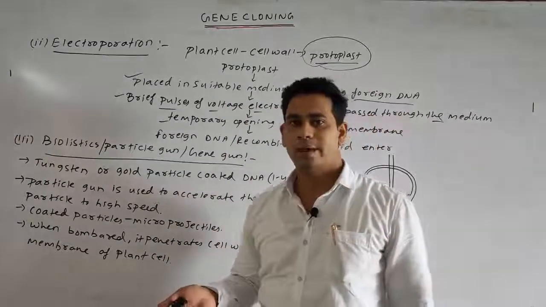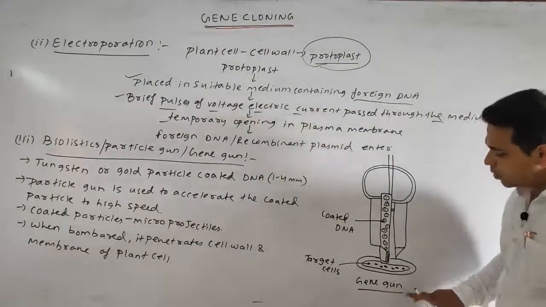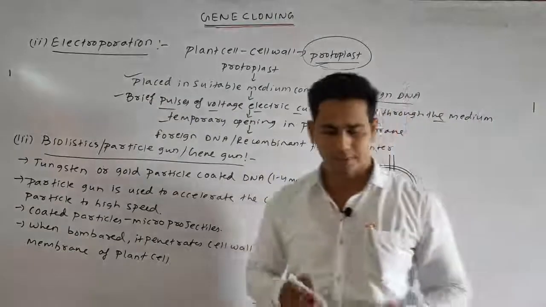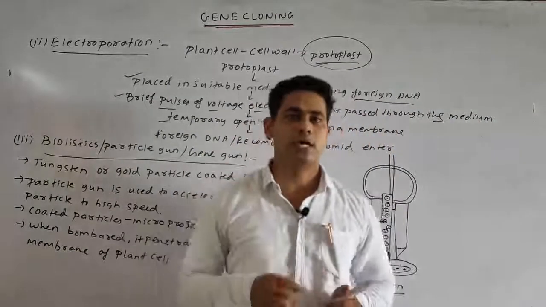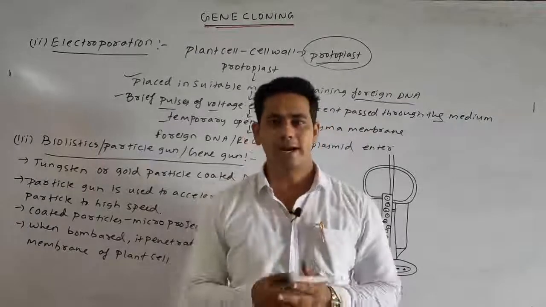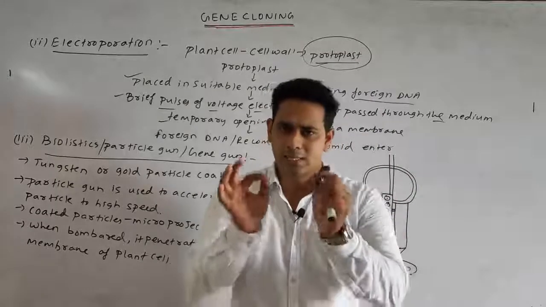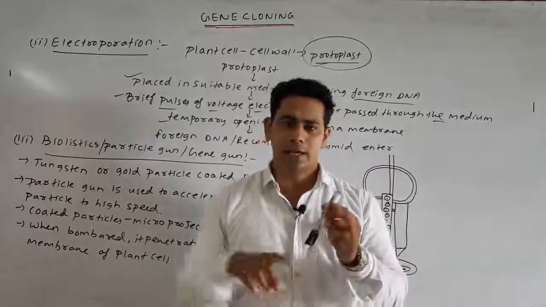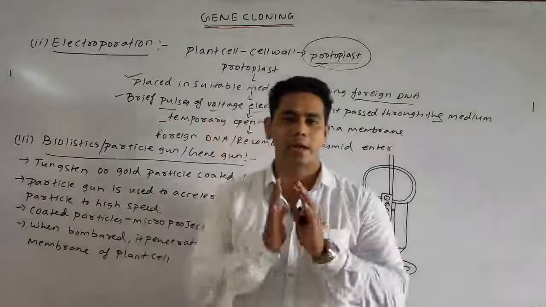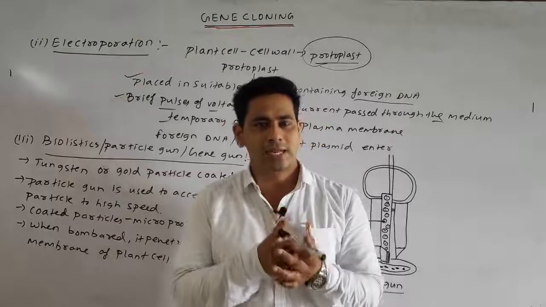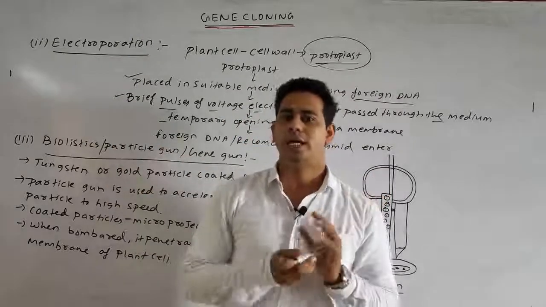As we discussed the microinjection needle, now we'll discuss another one, the gene gun, or particle gun, or ballistic method. Gun means what? We know that in guns the bullets are loaded and fired, and at a very high speed they accelerate and enter the body. In the same manner, here the coated DNA is loaded, accelerated and aimed at the host cell, by which it directly enters the host cell.